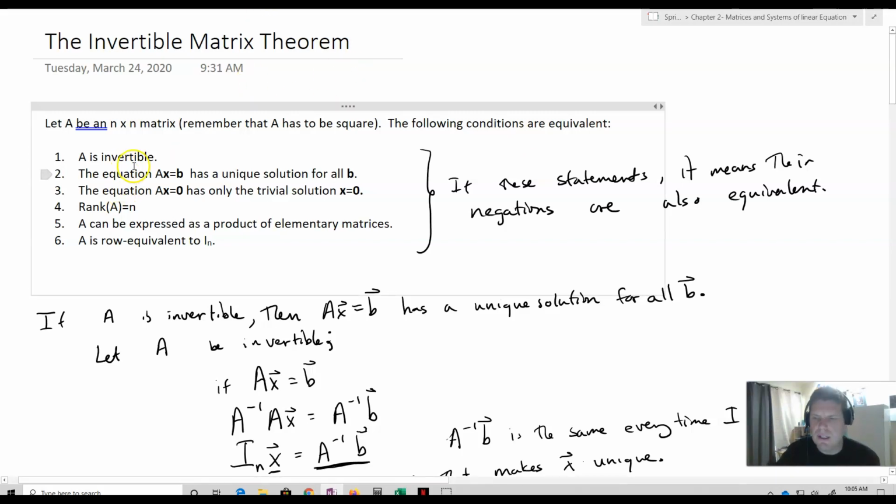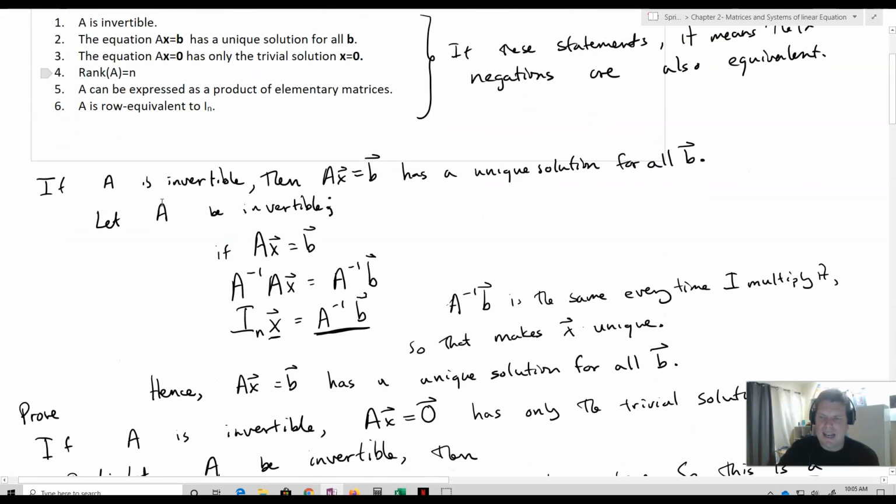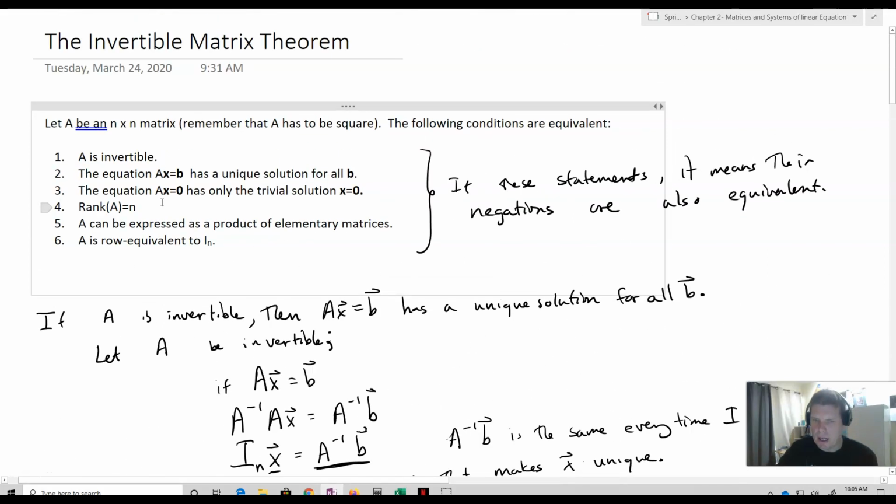Go back into either the book or the videos and take a look at the proofs for each one of these, going backwards and forwards. It'll help you think about what each one of them means. And take a look at the examples that we went through a minute ago to help you understand how we might use the invertible matrix theorem to help us do mathematics.